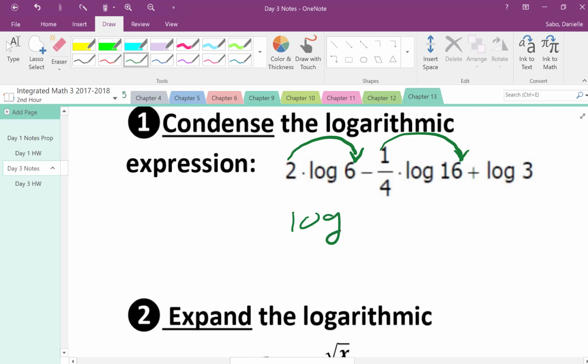You got it? So he's going to bring the 2 up, and you get 6 squared. We all know 6 squared is 36. Subtracted by log 16 to the one fourth. The 4th root, so that means 4th root of 16, which we know is 2. Log base 2 of log 3. Just drop it.